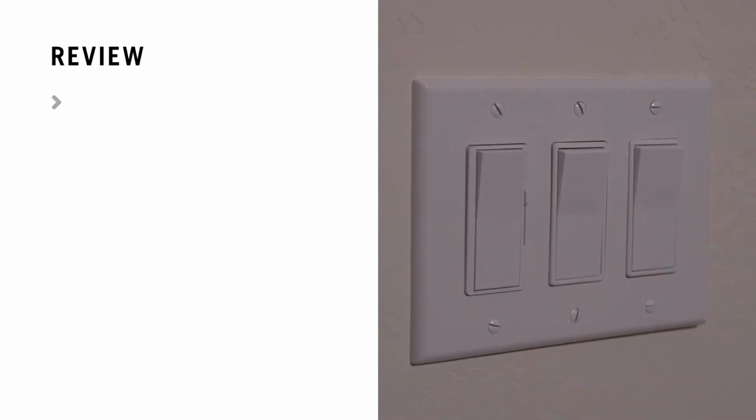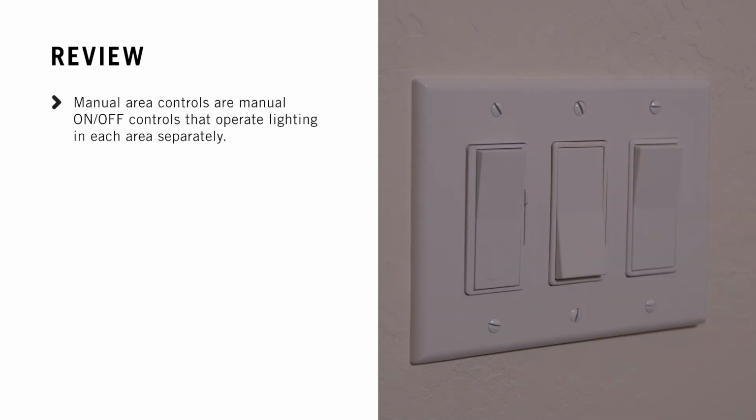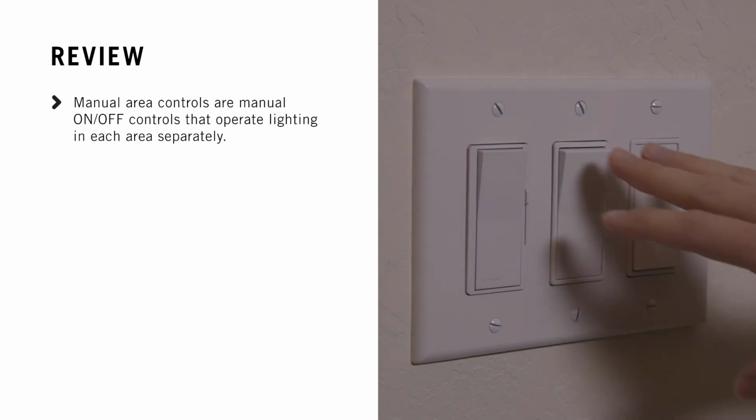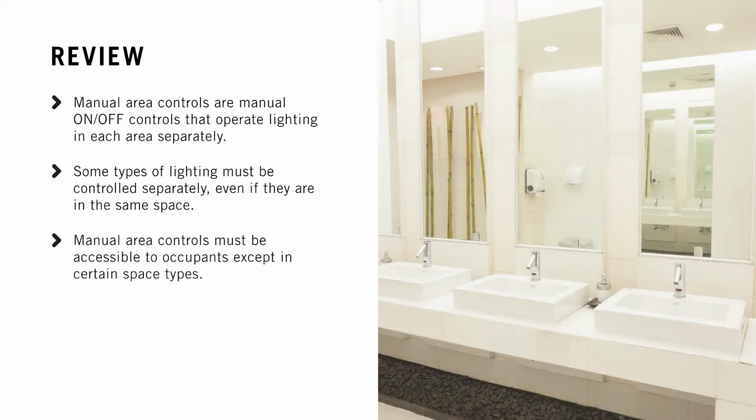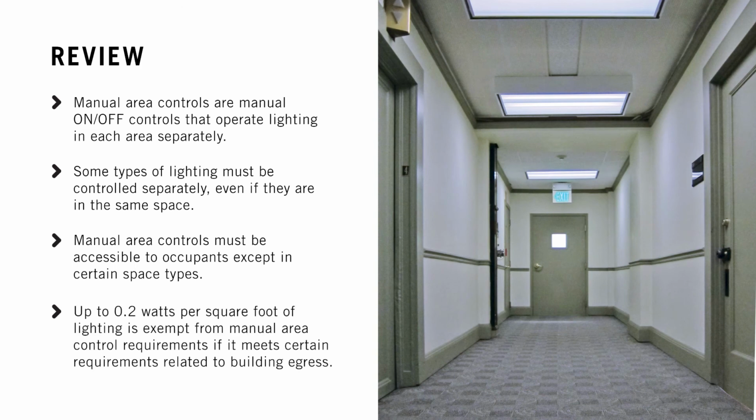Let's review what we've learned. Manual area controls are manual on-off controls that operate lighting in each area separately. Some types of lighting, like accent and general area lighting, must be controlled separately, even if they're in the same space. Manual area controls must be accessible to occupants except in certain space types, and up to 0.2 watts per square foot of lighting is exempt from manual area control requirements if it meets certain requirements related to building egress.